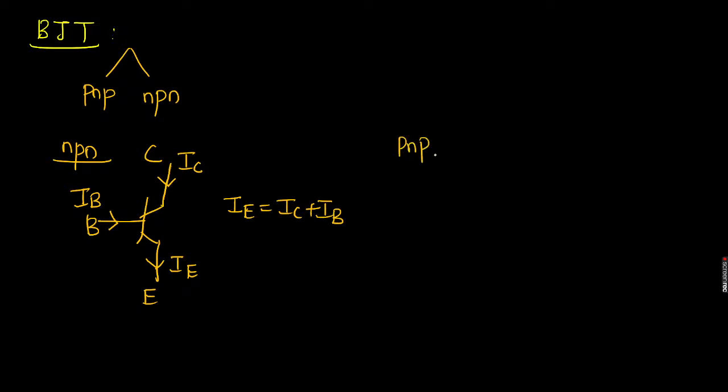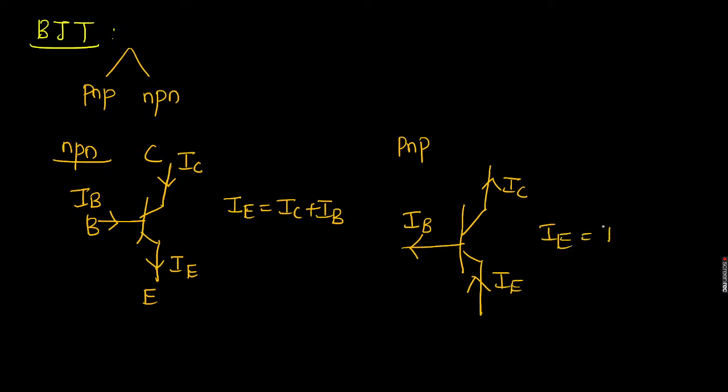How will you draw the PNP transistor? The same way, just in the PNP transistor we have to reverse the direction of the current. Through the collector we are sending current, through the base we are sending current, and through the emitter current will enter. Once again this relation remains the same: IE is equal to IB plus IC. There is no change in the current relation in both materials. Again this is the collector, this is the emitter, this is the base. There is no change in the basics. Correct sir? Yes.